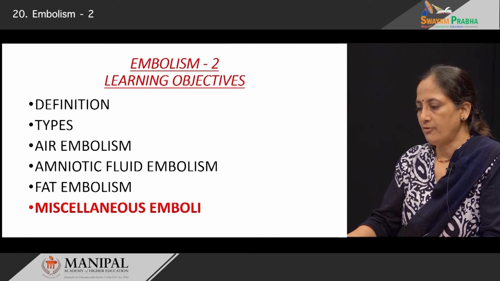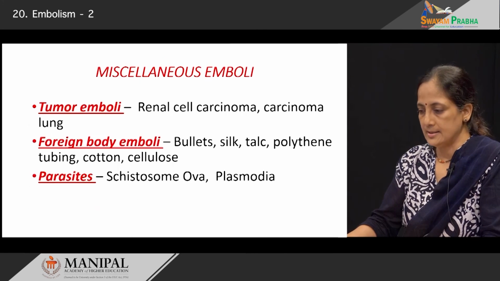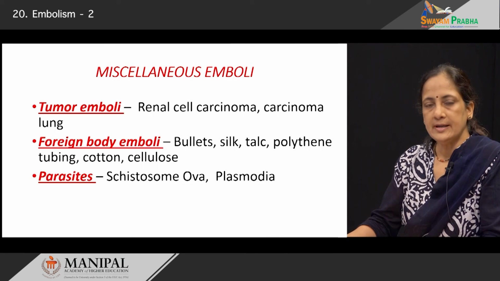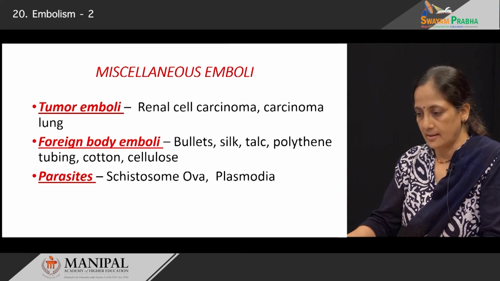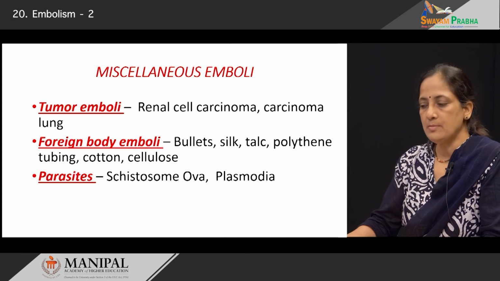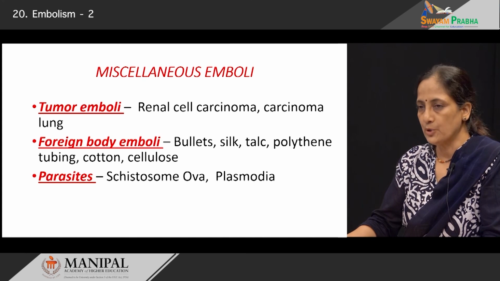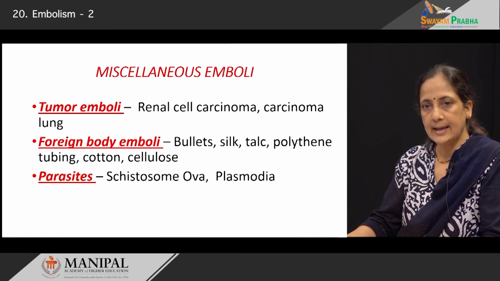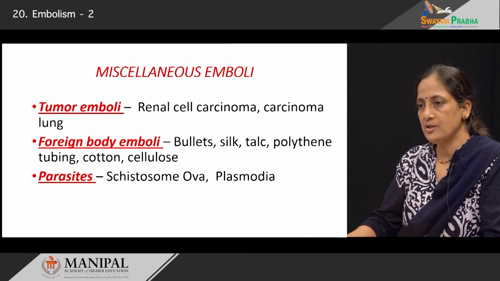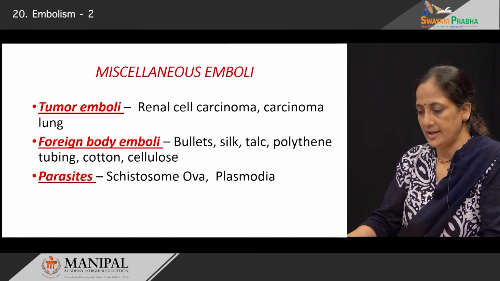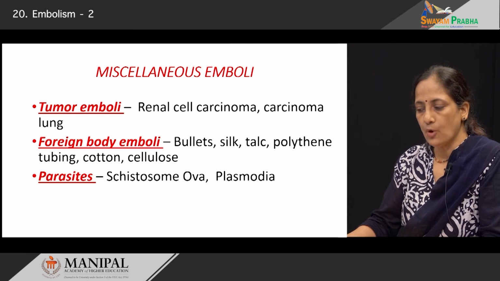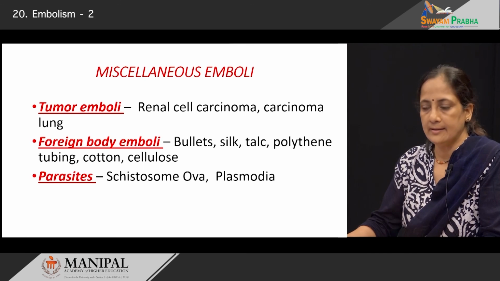A number of other types of emboli are described. Tumor emboli are seen quite commonly in renal cell carcinoma and carcinoma of the lung. Foreign body emboli are seen such as bullets, silk, talc, sometimes polythene tubing used in catheters, cotton fibers used to cleanse before venipuncture, cellulose. Parasites like schistosome ova and plasmodium are also known to cause emboli in the circulation.